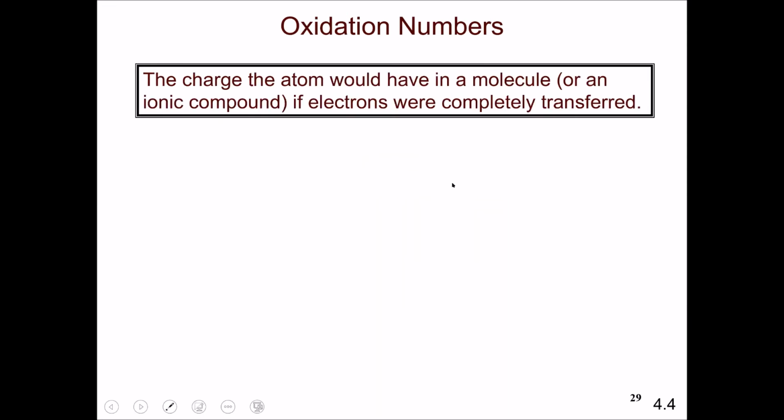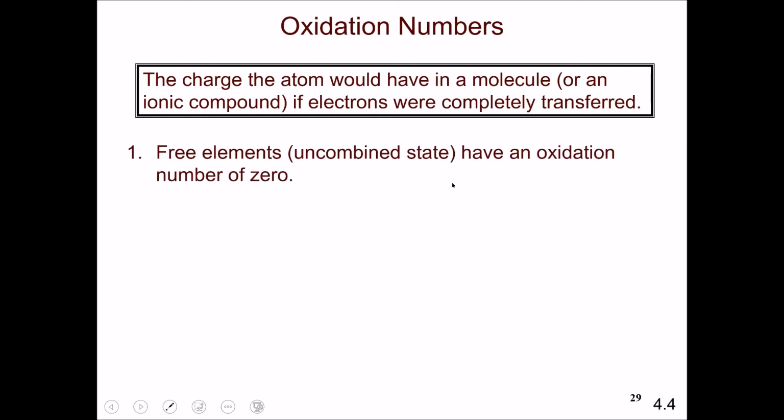A very helpful concept that helps us identify oxidation or reduction parts in the reaction is following oxidation numbers, which basically are the charges that atoms would have in a molecule or a compound if electrons were completely transferred. We have a couple of rules when deciding oxidation numbers. First rule is that free elements in an uncombined state will have an oxidation number of 0, whether it's an atomic element or a molecular element like O2, N2, or H2, which still has an oxidation number of 0.